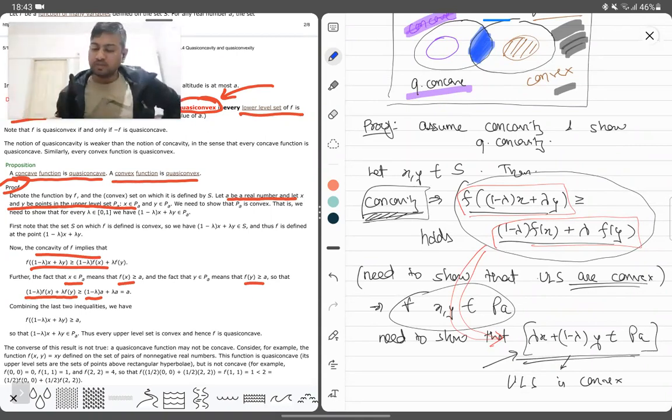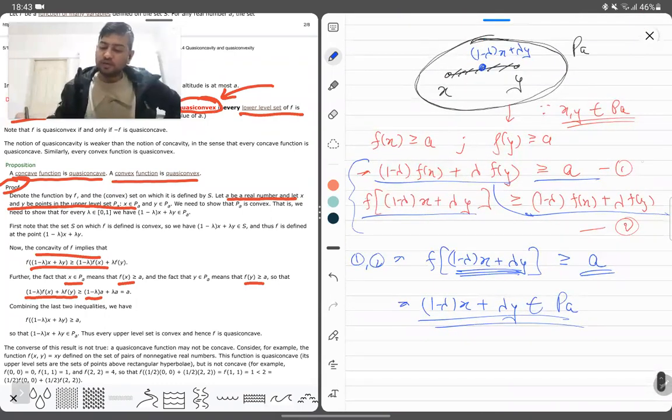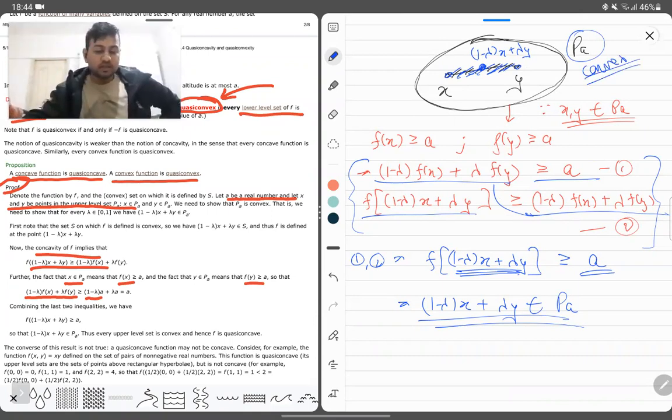So proof remains similar. To recap, what we did is we assumed that the function is concave, and then I took 2 points in upper level set P_a, and using these two-step inequalities, I showed that if the 2 points are in upper level set P_a, then any intermediate point will also lie in the upper level set P_a. So this automatically shows that my P_a set is convex. So if the upper level set is convex, then obviously my function is quasi-concave.